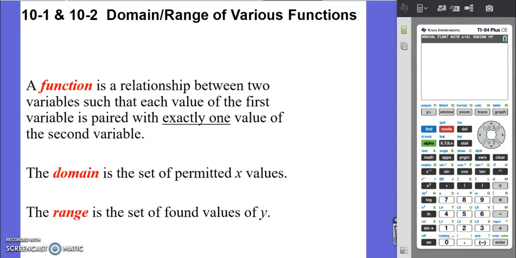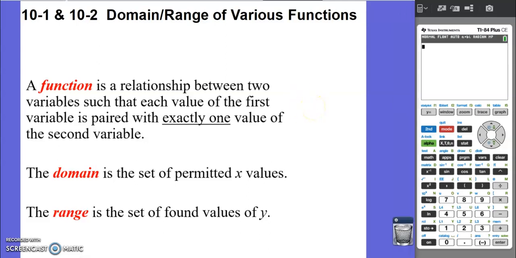A function is a relationship between two variables, again, such that each value of the first variable is paired with exactly one value of the second variable. If you remember, I mentioned to you guys multiple times about the function box. My elementary teacher talked to me. You put one value into the function box, and then one value comes out. So, if the function happened to be x squared, and I put 4 into the function box, then 16 comes out.